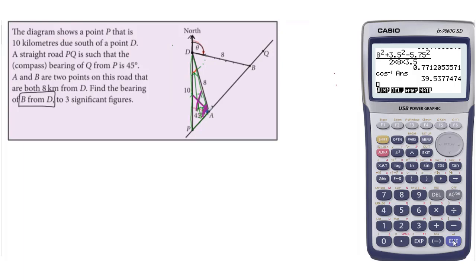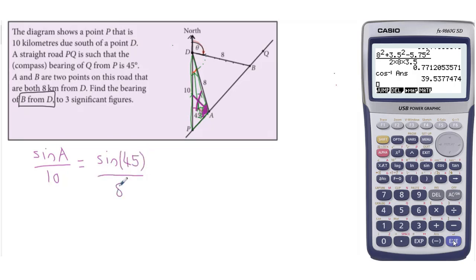Right, so I'm just going to call this angle here A. So that would be sine A over the side opposite, 10, equals sine of the 45 over its side opposite.